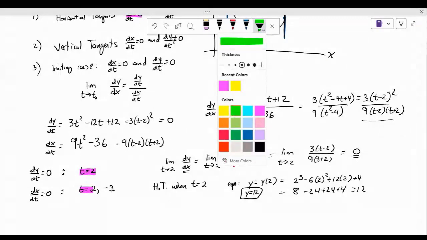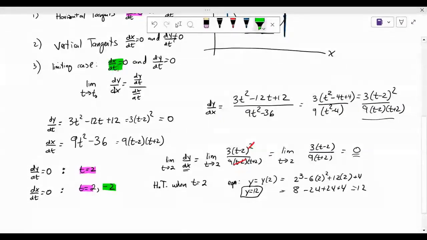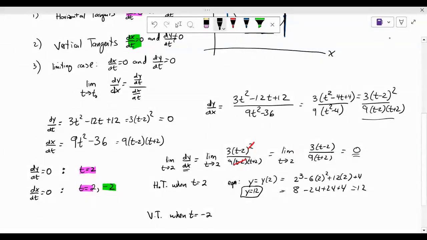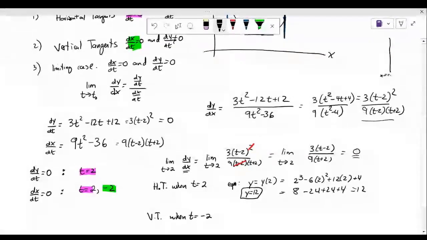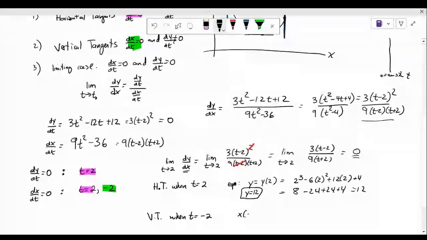Now, on the other hand, we see that we do have a clear case of a vertical tangent, right? Because that's when dx/dt is 0, but dy/dt is not. Okay. So we have a vertical tangent when t is negative 2. And a vertical line in general has the form where x equals some constant, right? Because you don't move in the x direction, it's constant. So that's x at negative 2.